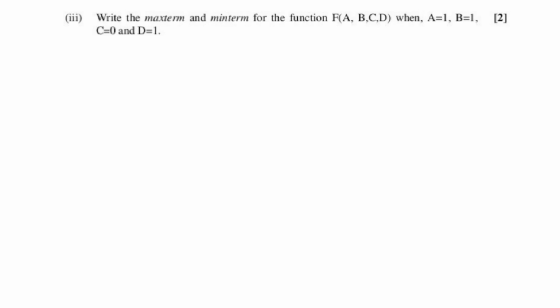Now, in the next question, we have to write the max term and min term for the function a, b, c, d when a equals 1, b equals 1, c equals 0, and d equals 1. So there are 4 variables, a, b, c, and d. And we are interested in that combination where a is 1, b is 1, c is 0, and d is 1. Now we have to find the max term and the min term.